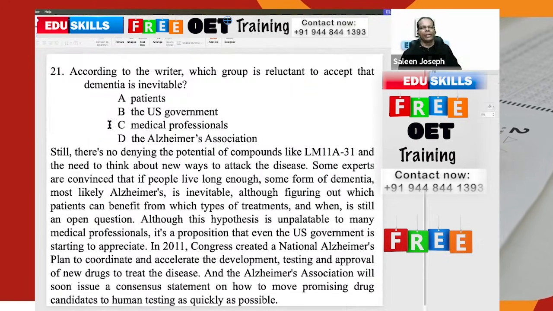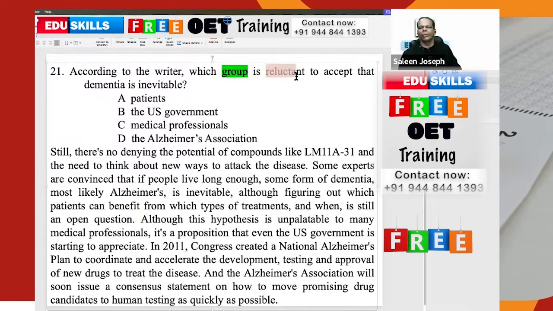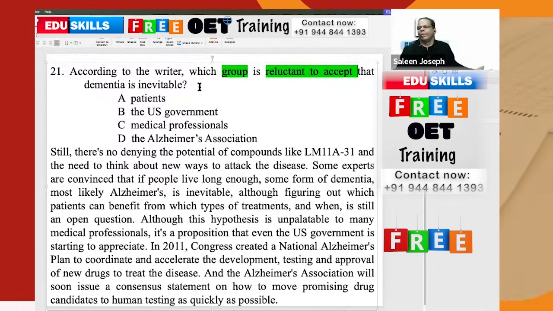So 21. Now, according to the writer, which group is reluctant to accept that dementia is inevitable? Speaking about a group that is reluctant, not ready to accept. Reluctant to accept means not ready to accept. Dementia is inevitable. Inevitable means we have to live with dementia. We can't help it.